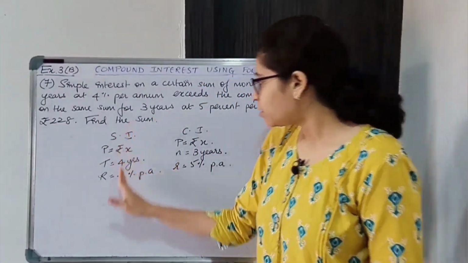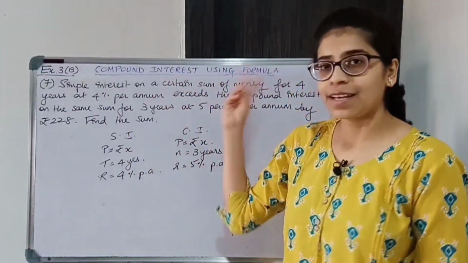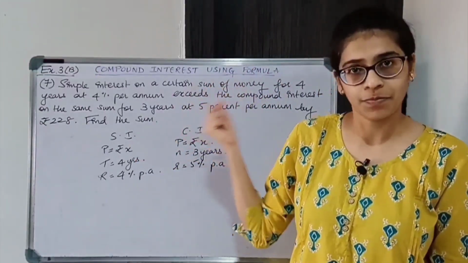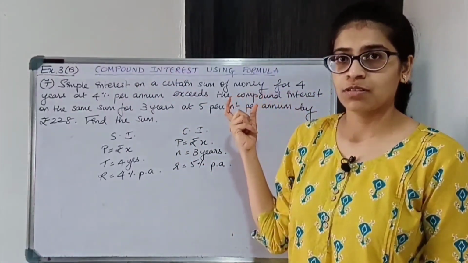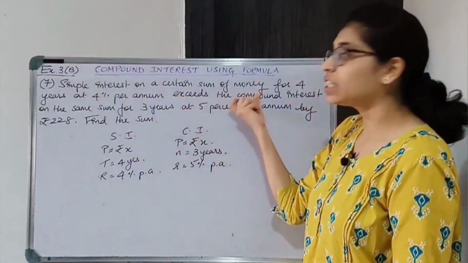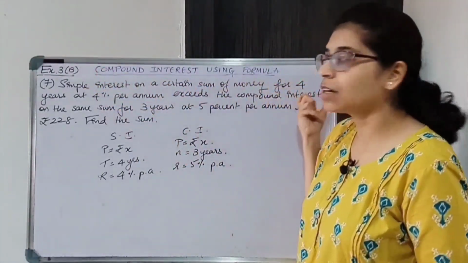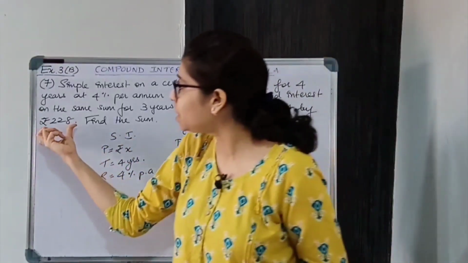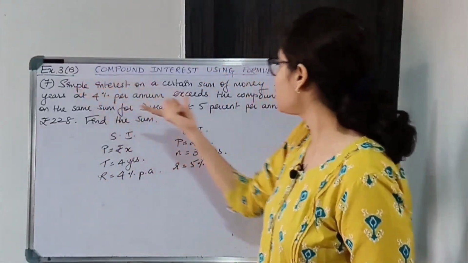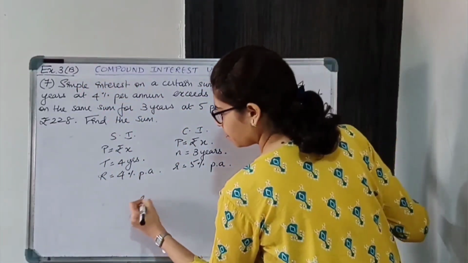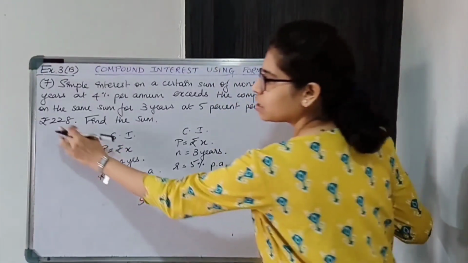Now, this is the information for simple interest. This is the information for compound interest. Now, which one exceeds which one? Let us see. Okay, simple interest exceeds the compound interest. So simple interest is more than the compound interest. Exceed means more. So simple interest is more than the compound interest by how much rupees? By rupees 228. So basically simple interest minus compound interest. What is the difference? It is 228.